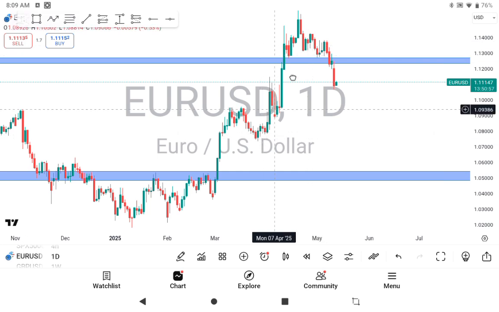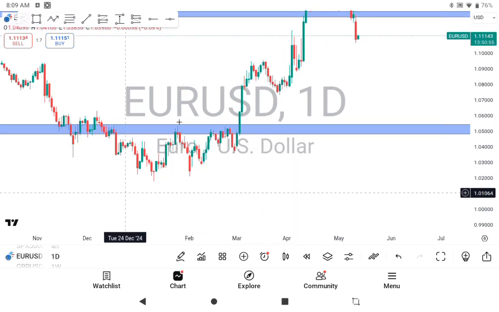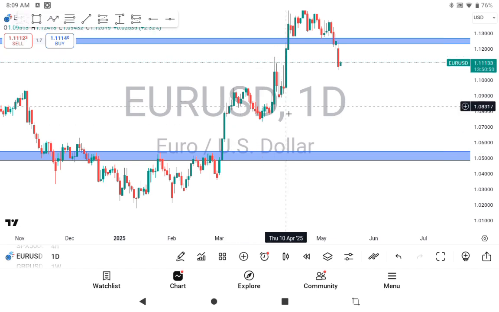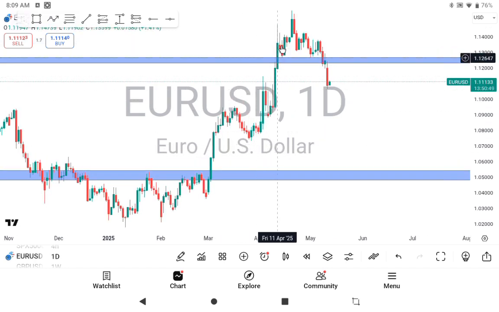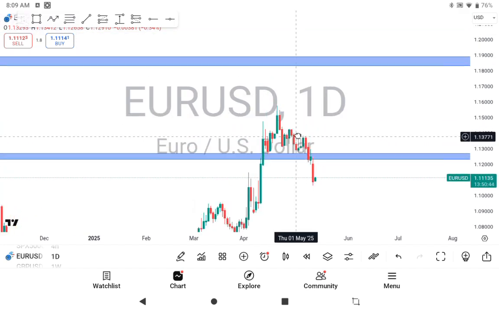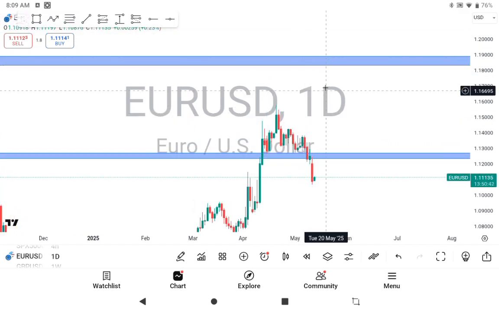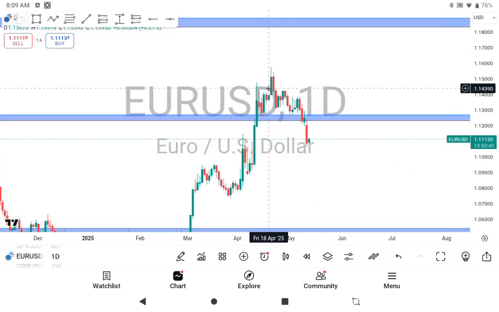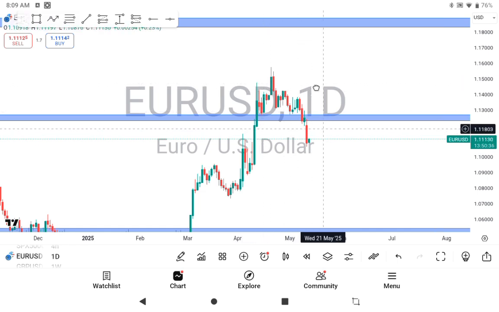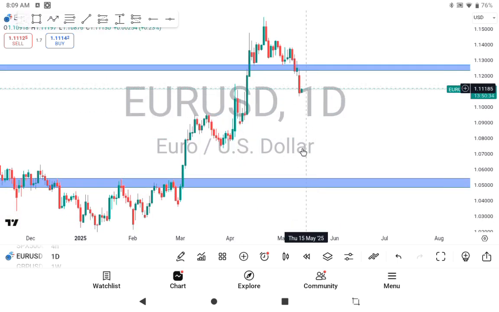Euro USD told us that it is not interested in selling. It wants to enter back inside the range. Now it entered inside the range and broke and closed above this level. It acted as if it wants to continue coming to this level right here. But Euro USD formed a trend reversal. Left shoulder, head, right shoulder, the neckline is taken out, and Euro USD is giving us a sign that it wants to come back in again.